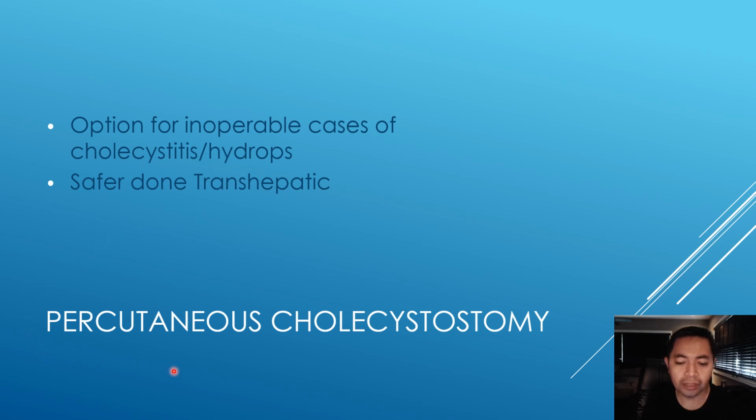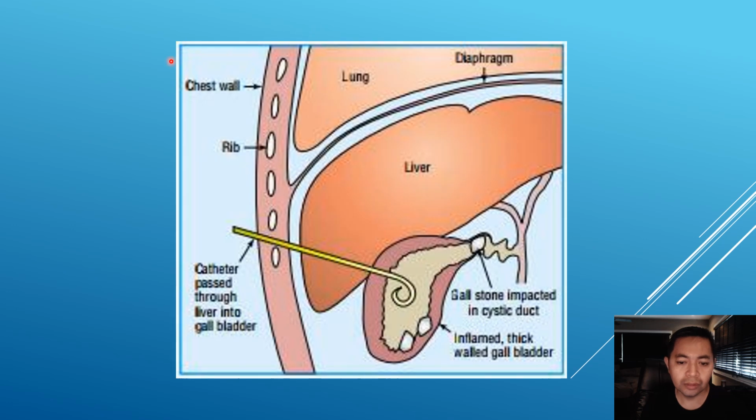Next is percutaneous cholecystostomy. It is an option that we could do for inoperable or unstable cases of gallbladder hydrops. We usually prefer to do this transhepatically to lessen the chances of peritubal leakage into the peritoneal cavity. This is actually easy to do because with ultrasound guidance, a hydropic gallbladder is very hard to miss.